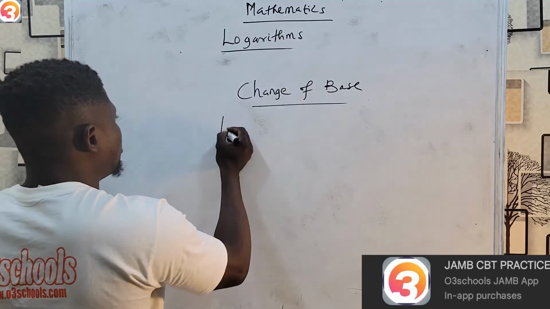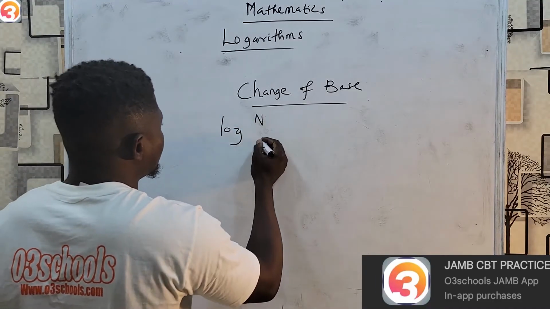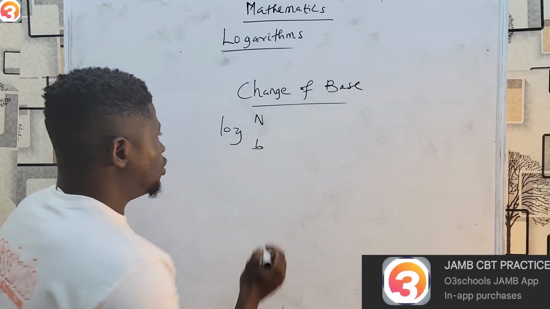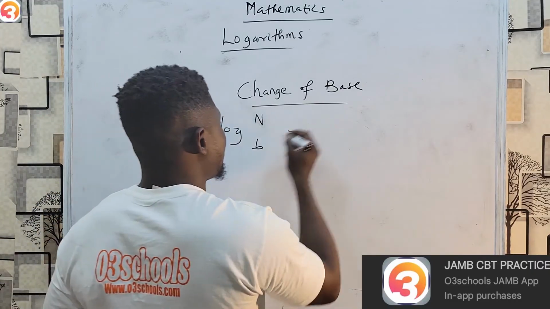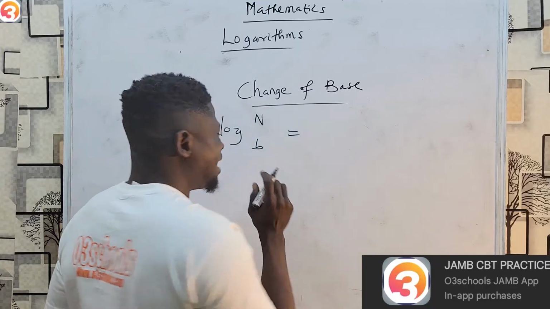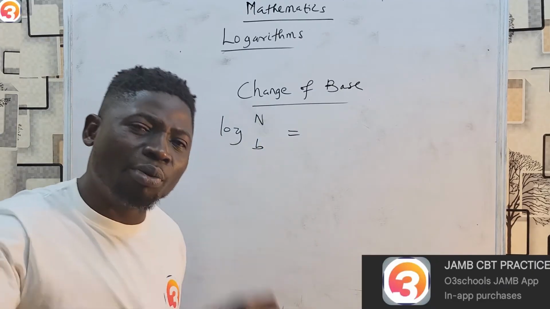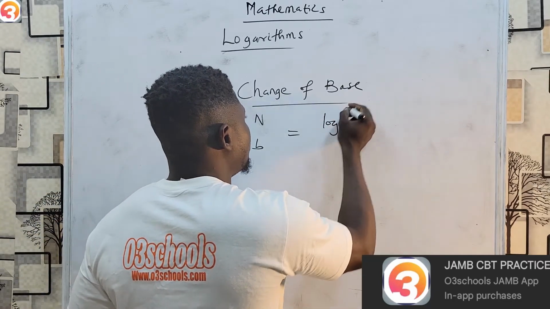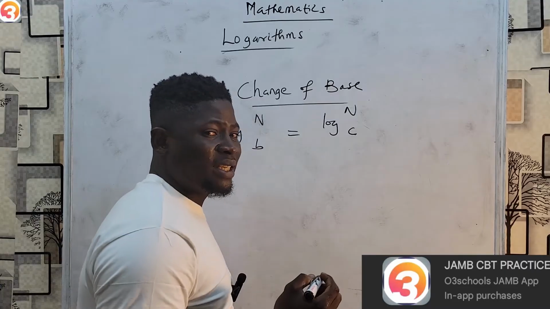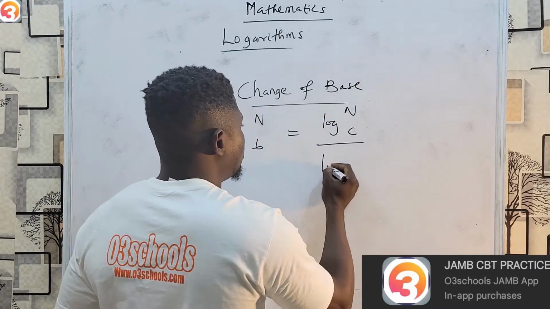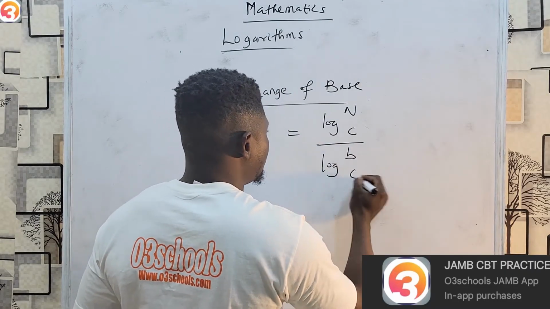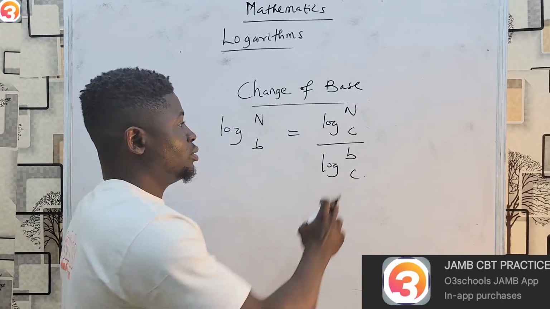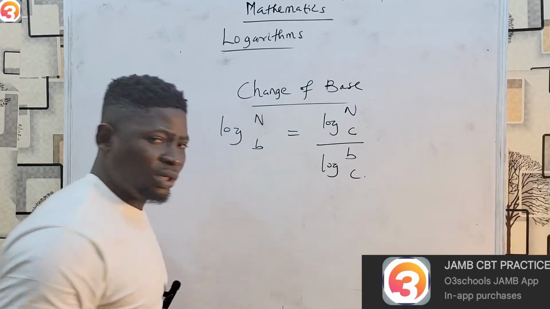For example, if you have logarithm of n to base b, you can do a change of base. You can now introduce a new base that you can operate with, that is conducive for you. So you can have logarithm of n, let's say the new base is base c, all over logarithm of b to base c. Because it's a new base you're introducing, the base will be common between these two.